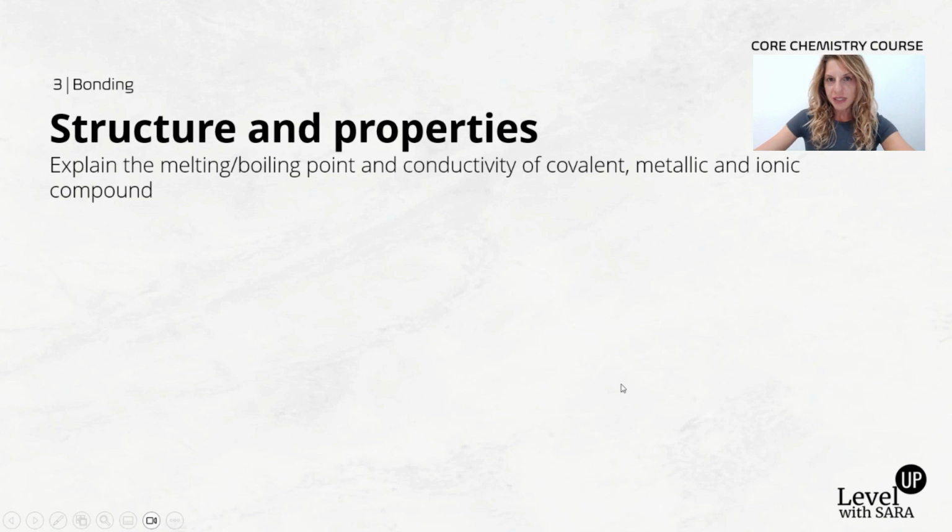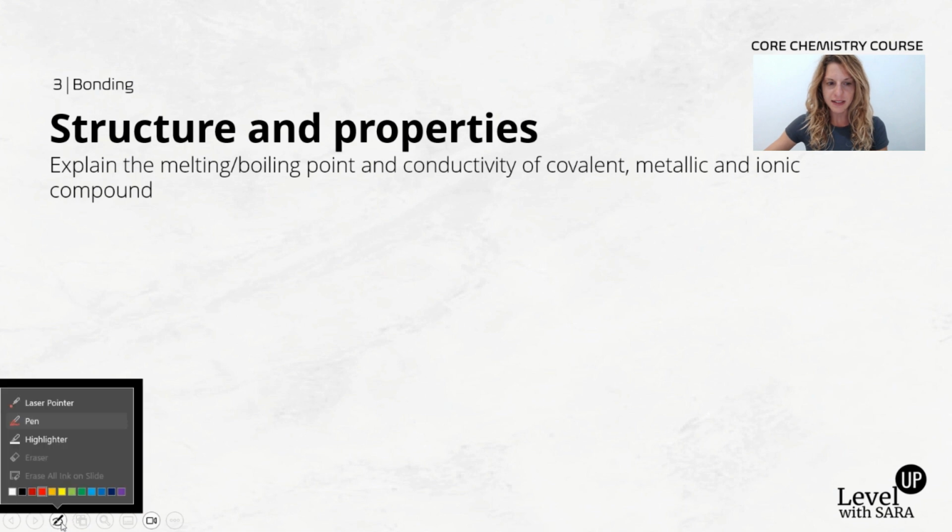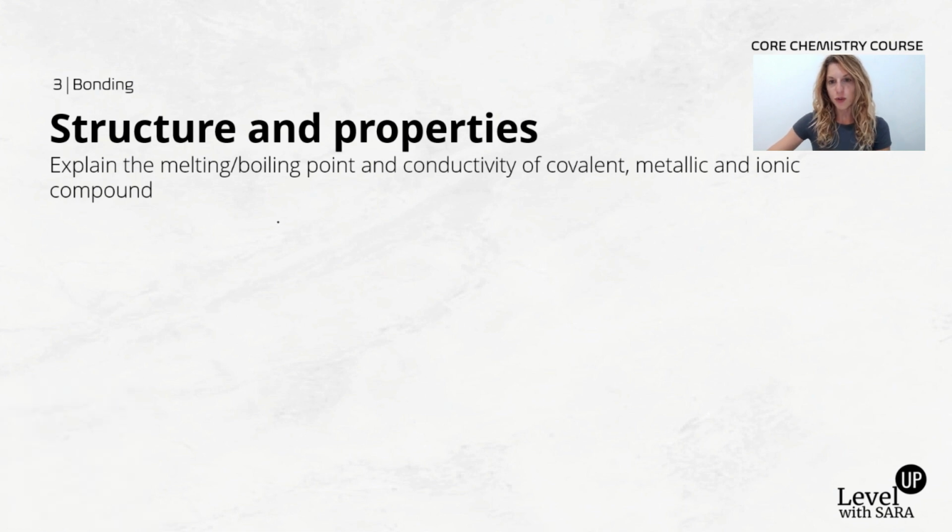Now that you're more familiar with bonding in general, we can look at the physical properties. So, explain the melting and boiling point and the conductivity of covalent, metallic and ionic compounds. Let's look first of all at the types of structures, and then we can link them to the properties. Melting point, boiling point, and conductivity are normally the ones that we focus on.